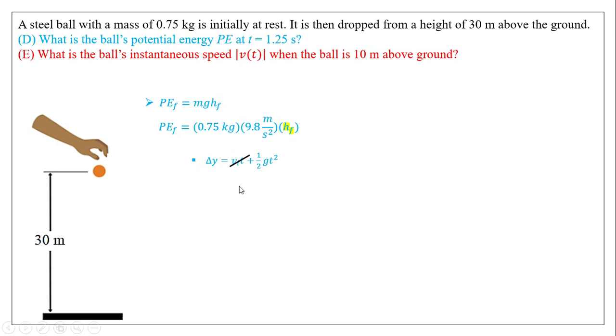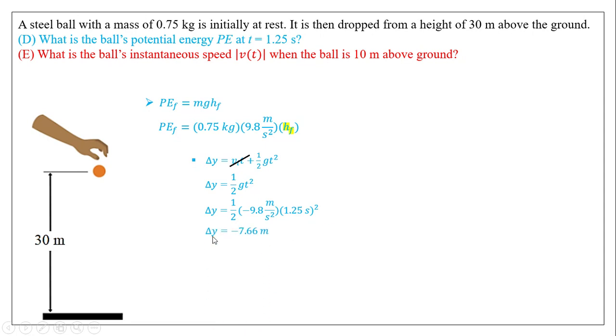So here I can just use my displacement function. I'm going to cross VIT out because it's being released from rest. So here I just have displacement. It's 1/2 GT squared. Well, T is given. G we know. Okay, so I can just plug and chug. G is negative 9.8. T is 1.25 because it said so in the problem. And here I'm just going to square that.